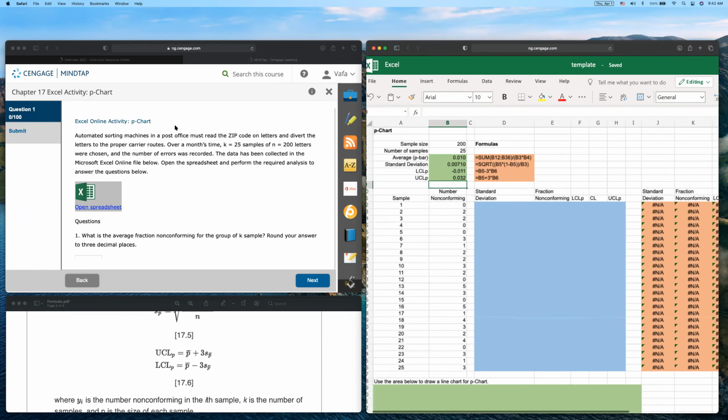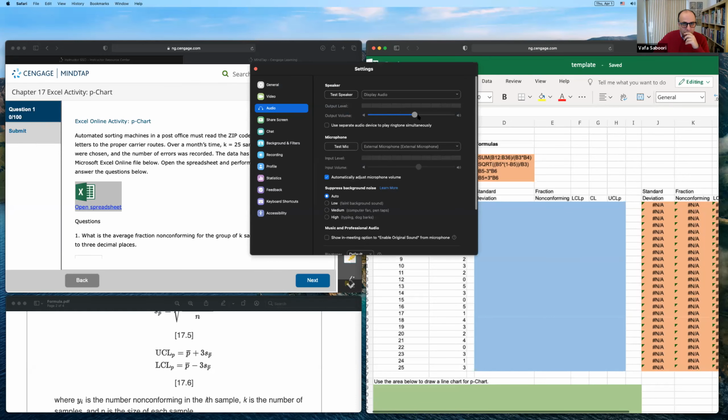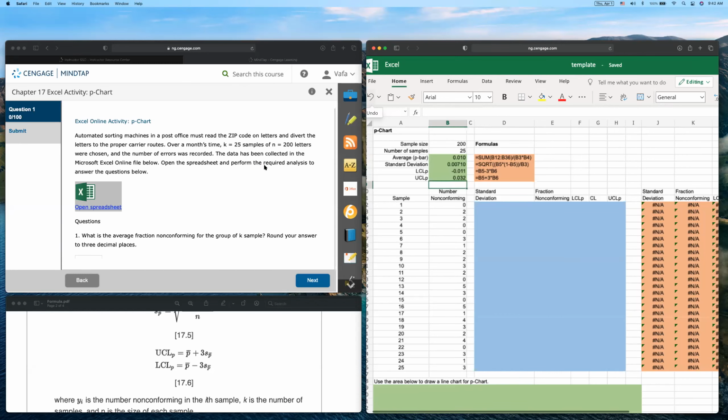If the LCL is supposed to be zero, what should we do there? Because it's negative there. It is negative, yeah. What should I do? A filter? Filter, okay, go ahead. How can I do that? How can I change this to zero in Excel?